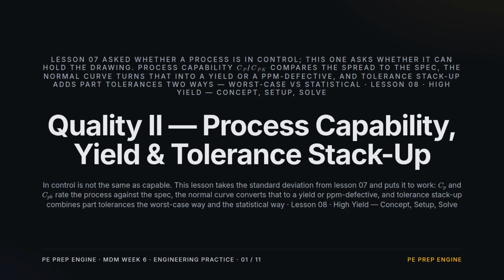Week 6, Lesson 8, Quality 2: Process Capability, Yield, and Tolerance Stack-Up. Lesson 7 decided whether a process was in control. This one asks a harder question: can it actually hold the drawing? We rate the process against the spec with CP and CPK, use the normal curve to turn that into a yield or a defect rate, and then combine part tolerances two different ways, worst case and statistical. These are the deeper quality questions the exam likes.